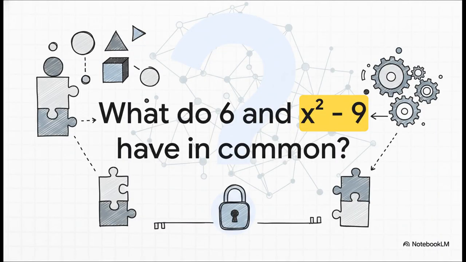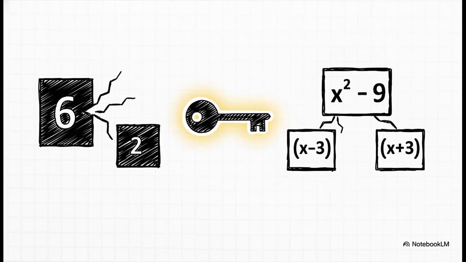Okay, so let's kick things off with a bit of a puzzle. You look at a simple number, right? Like 6. And then you look at an algebraic expression like x squared minus 9. I mean, they seem like they're from totally different universes, don't they? But what if I told you they actually share a pretty big secret? And here's the secret. You can break both of them down. Really break them down into their most basic core parts. And that idea right there, that's the master key. It's what's going to unlock this whole toolkit for us.